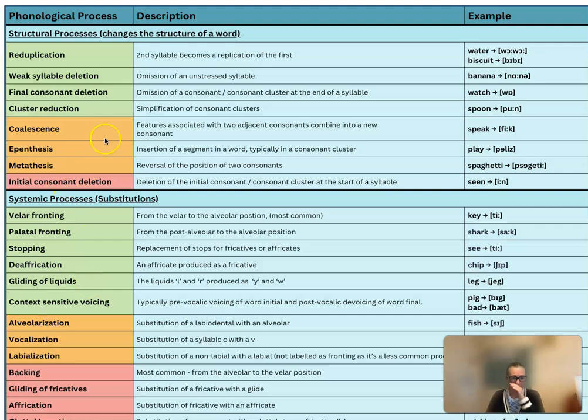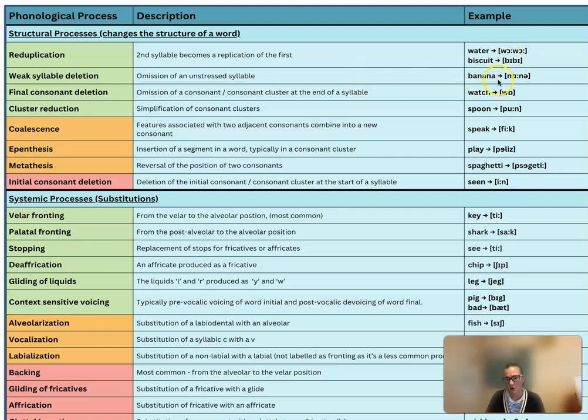Also I should say that the structural processes, so if you look at the top, all of these change the structure of a word. So if you look at all of those four, what's happened, especially for things like biscuit, that's a really good example. That's gone from quite a complex word, from a consonant vowel, consonant, consonant vowel, consonant word, to just a consonant vowel, consonant vowel. It's completely changed the structure of the word.